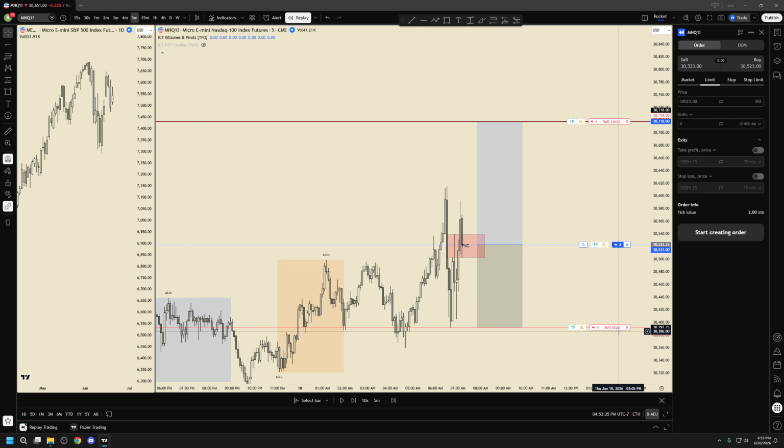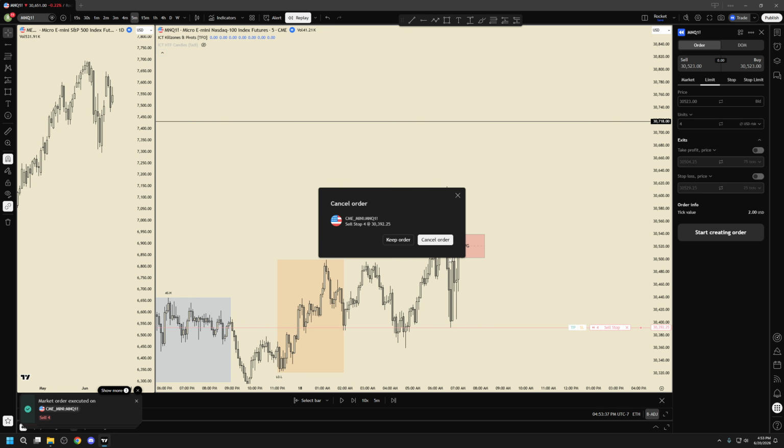And it's a sell stop. That means it's a stop loss, right? That's when you're longing though. When you're shorting, it's a little bit different. Here, I'll show you what short looks like. Cancel order, close position, close.